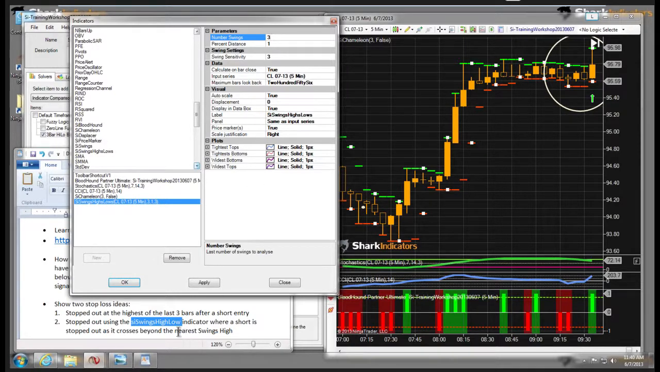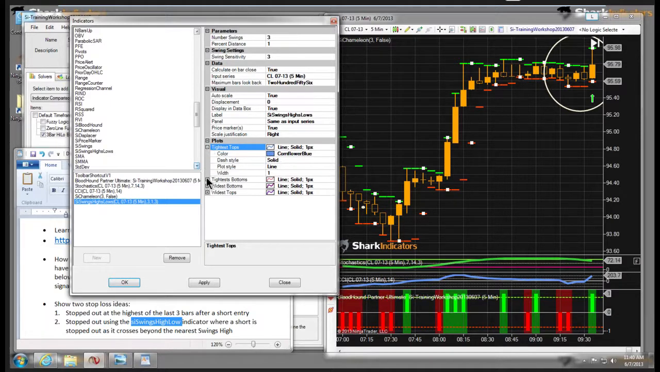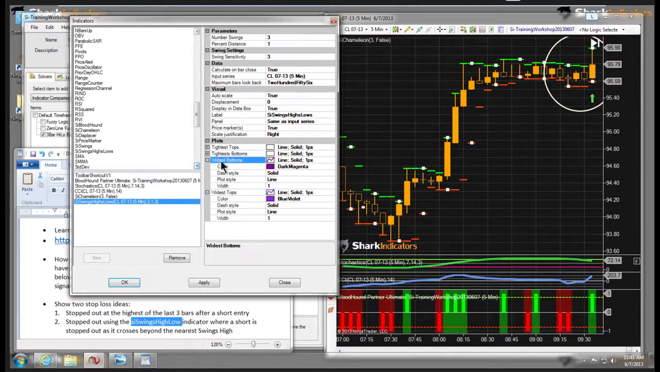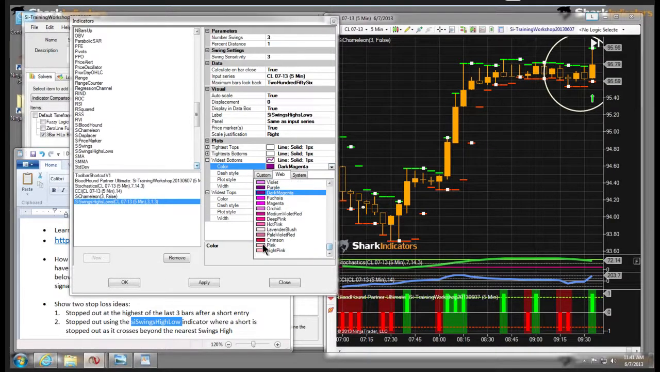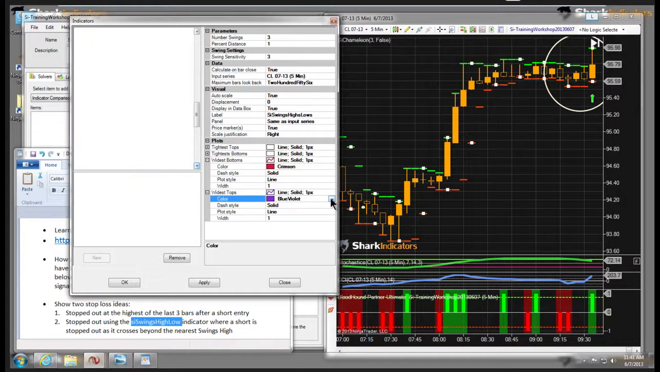And I think really probably what we're interested in is just the lowest low being tracked by the indicator and the highest high being tracked. So what I'm going to do, I'm going to turn the tightest outputs off. So I'll set them to transparent. And what we want to see on the chart and what we're going to use in the solver is the widest plot values here. And let's see, bottoms, I'm going to change the colors.